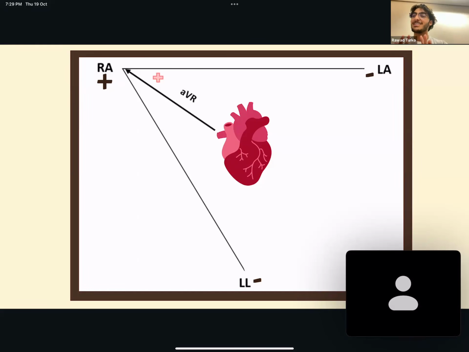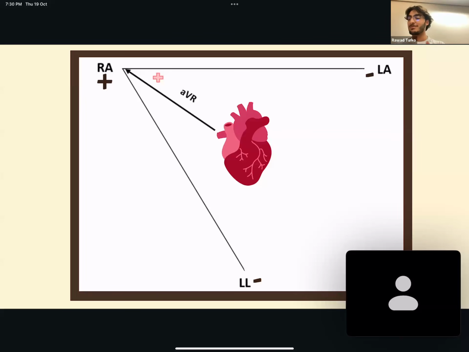Okay, I'm going to take that as a yes and just hope that you guys are still with me. So now that we've done AVR, R is for right arm, as in the right arm is positive. The other two limb electrodes, the left arm and left leg, are both negative. So we're going to be looking in from the positive electrode into the resultant negative electrode, which will be in the middle between both of these. And it'll give us this direction of the heart.